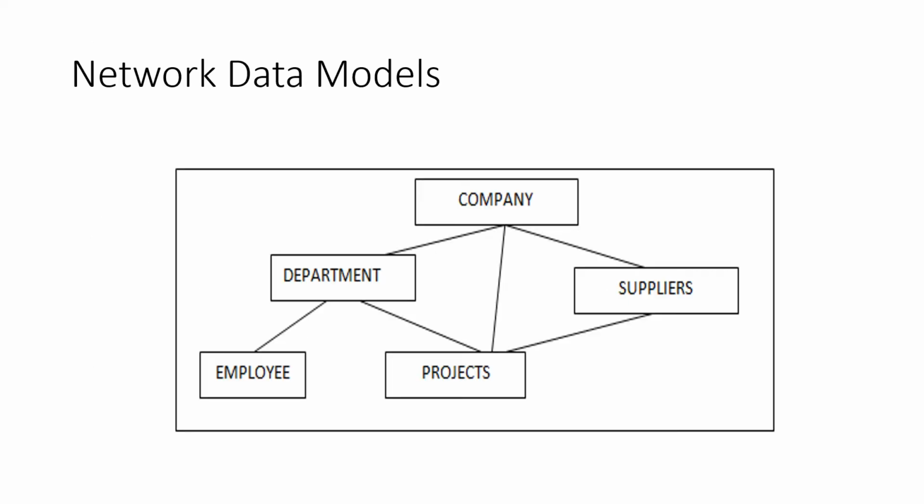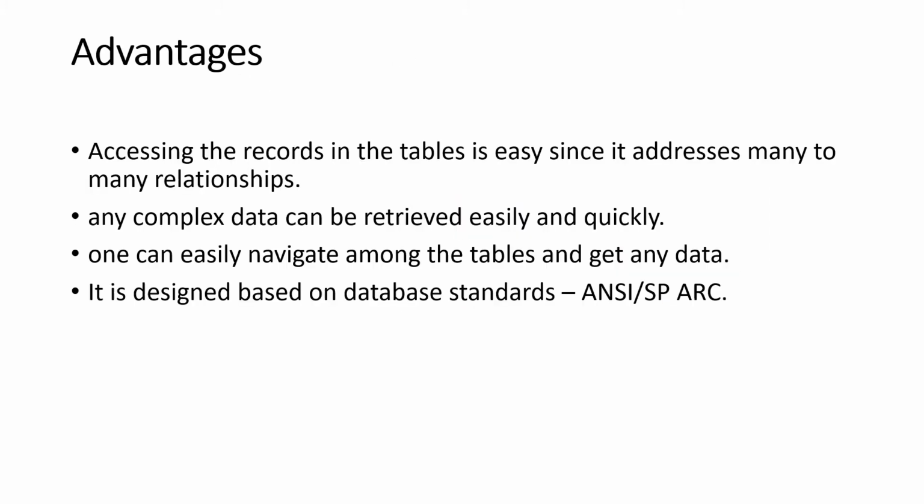Basically, it forms a network-like structure between the entities. Here you can see this is company, department. If you remember, what is the difference between hierarchical and network? This connection was not there, and there was a single parent concept. For this project, this parent was not there, and this parent was not there. Now here the single parent concept is not working anymore. This project has three parents: department, company, and supplier. So this is the difference between these.